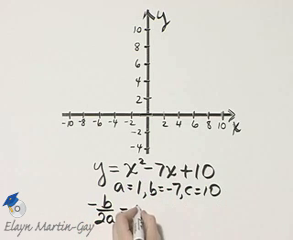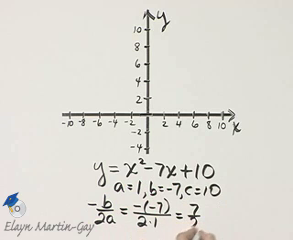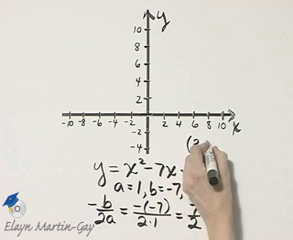which in this case is -7 over 2 times a, and a is 1. So what is that? That's 7/2 or 3 1/2. So the x value of the vertex is 3 1/2 or 3.5.